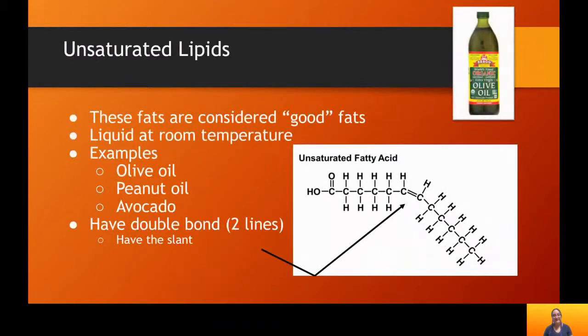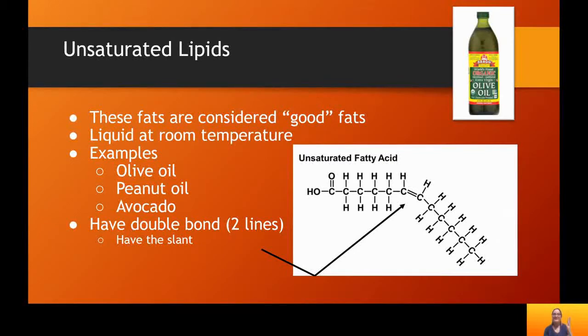Now, the unsaturated fats are what we think of as good fats, like avocados and olive oil and peanut oil, except if you're allergic like me, then that's not good for you either. So these good fats are liquid at room temperature, like olive oil, and they have a double bond in between a few of the C's. And so they have that slant. They're tilted, right? Have a degree angle between some H's and the others.